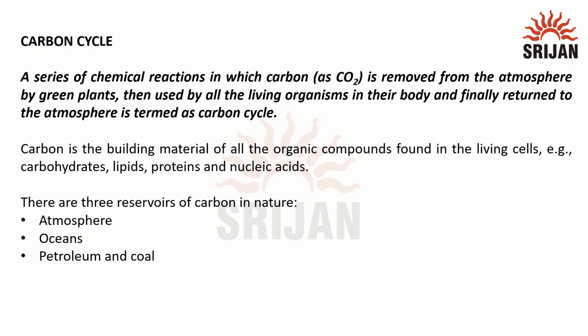In this video, we will learn about the carbon cycle. As the term says, it is the cyclic movement of carbon in our atmosphere, and it can be defined as a series of chemical reactions in which the carbon as CO2 is removed from the atmosphere by the green plants and then used by all the living organisms in their body, and finally it has to return to the atmosphere, and since it returns back to the original place, it is termed as the cycle process or carbon cycle.